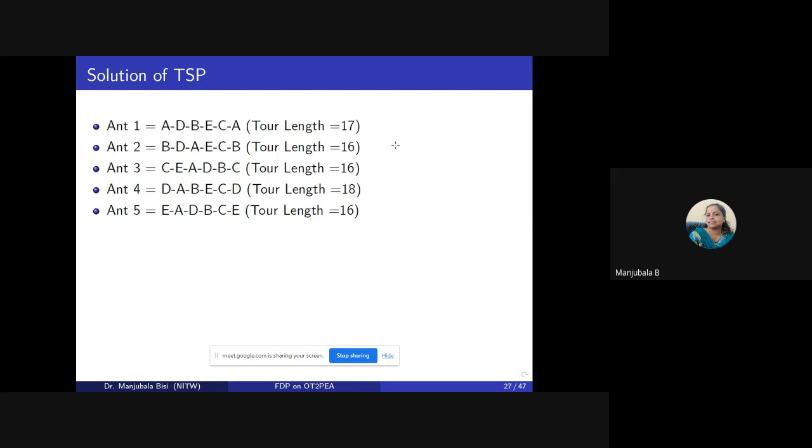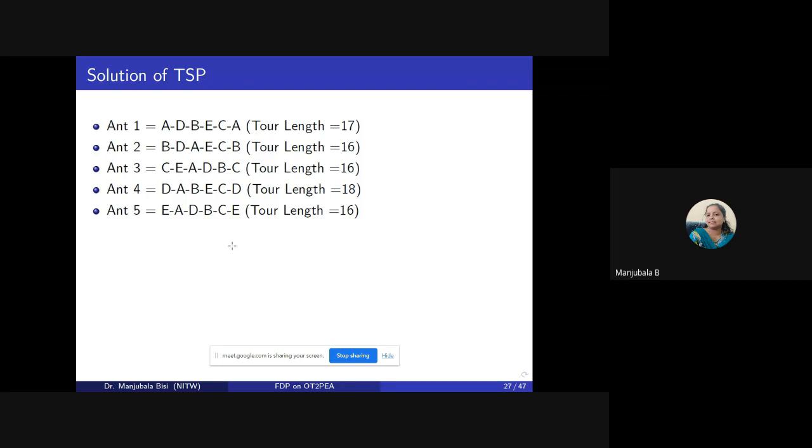So that much amount of pheromone is going to be deposited by that ant. So ant 1, how much pheromone will it deposit? 1 by 17. On which edges? A, D, D, B, B, E, E, C, C, A. Similarly, ant 5 will deposit 1 by 16 amount of pheromone on the edges E, A, A, D, D, B, B, C, C, E.